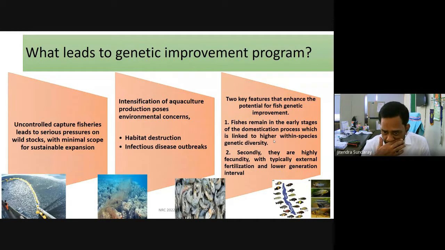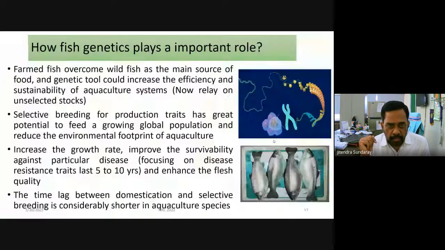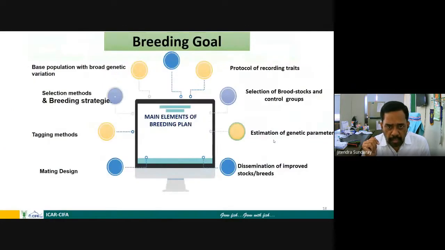Take the example of tilapia, where you can get eggs every day. Take the example of common carp, right? So the generation gap is very small, so it is easy to get your required product within a certain time for consumption. Genetics plays an important role, through selective breeding, and then you have different traits. I'll come to that. The time lag between domestication and selective breeding is considerable in aquaculture species, which I told you about in the earlier classes.